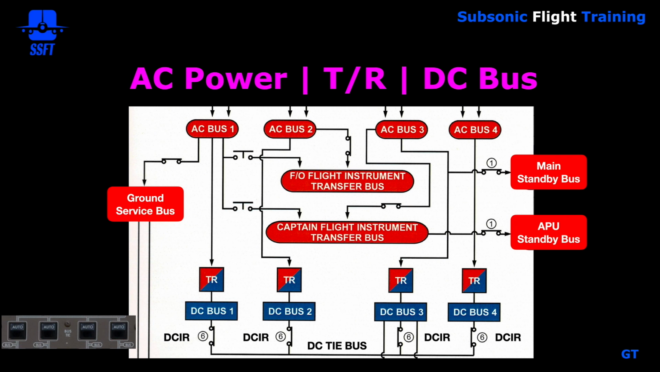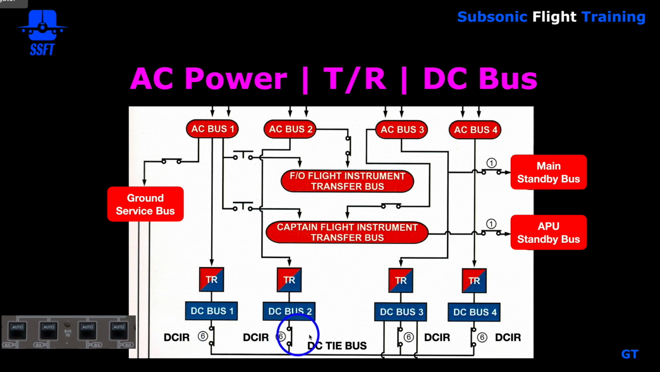Going down from there, you have AC bus 1, 2, 3, and 4. You can see AC bus 1 does power the ground service bus. The AC buses will also, through a transformer rectifier, switch that AC power to DC power, and then that will power a DC bus 1, 2, 3, and 4. There are DC tie breakers, which are called DCIRs, DC isolation relays.